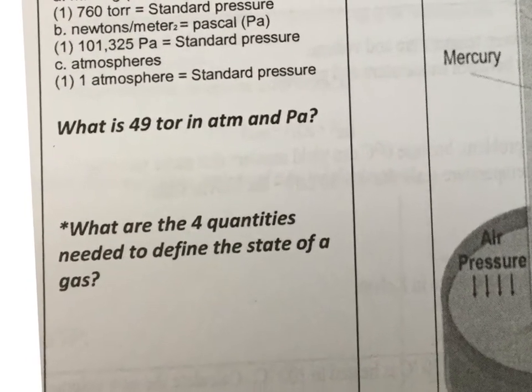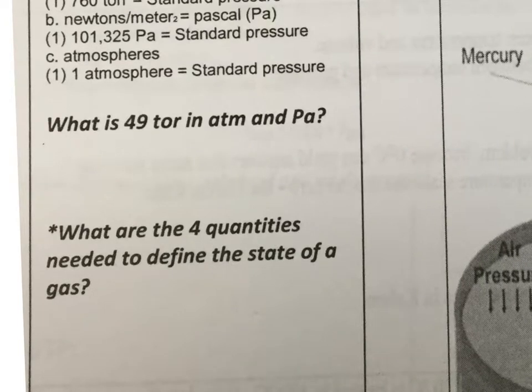I asked you to make your little conversion. So it should have looked like 49 torr, and then you should have said 760 torr was 1 ATM. So what did that one come out to be? 0.0645.